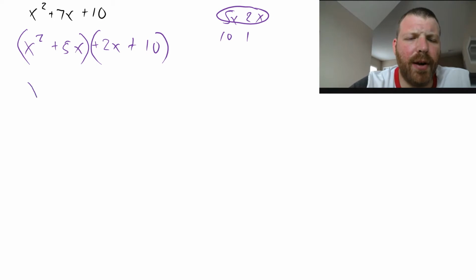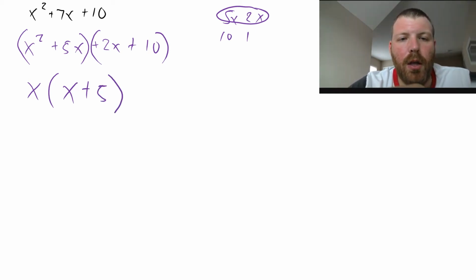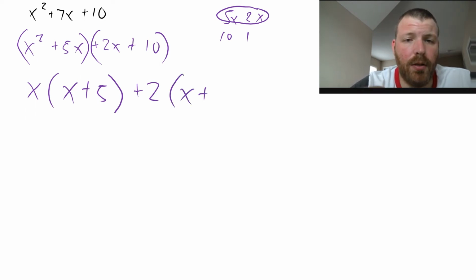Well, I can only factor an x out of that. And so on the inside, what's left is x plus 5. The other side, the only thing I can factor out of that is a 2, and it's a positive 2. So we're going to take a 2 out, and what's going to be left is x plus 5.